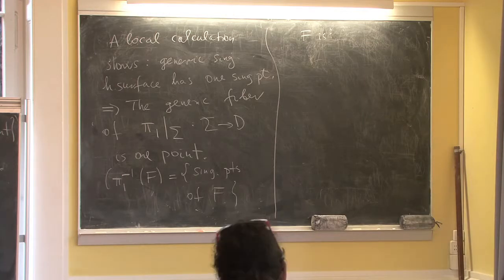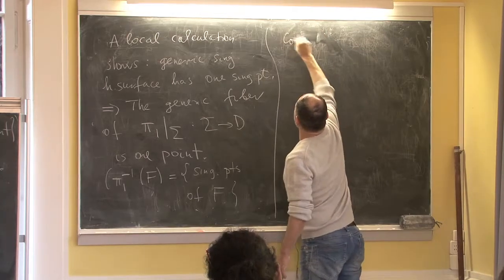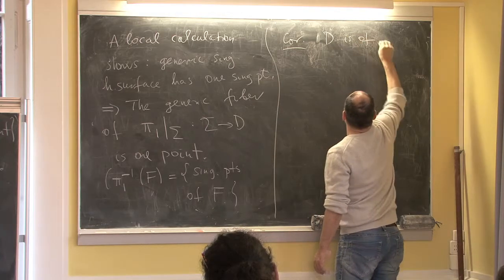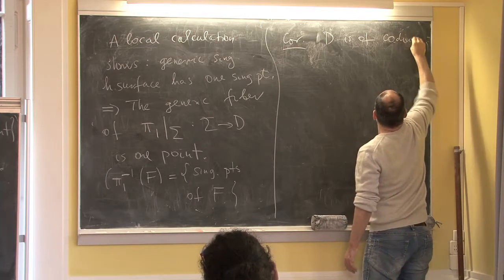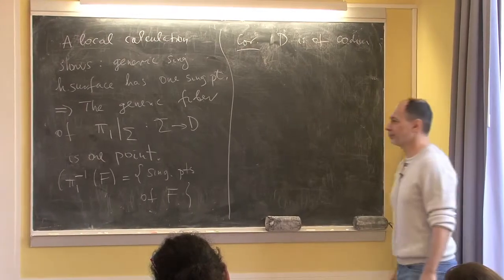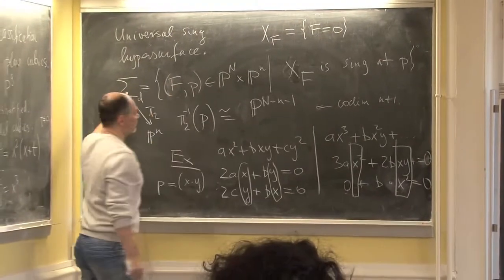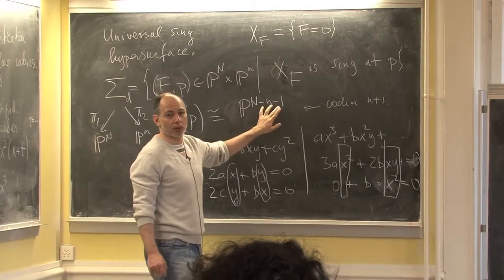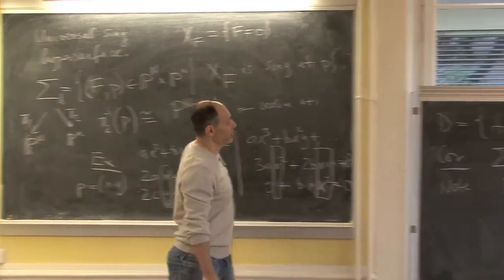Okay, so the corollary that we have here is that D is of codimension... So what is the codimension of D now? Right? So let's calculate. The codimension of sigma was the codimension of each fiber, which was little n plus 1, because it's little n plus 1 equations. So the codimension of sigma was little n plus 1.